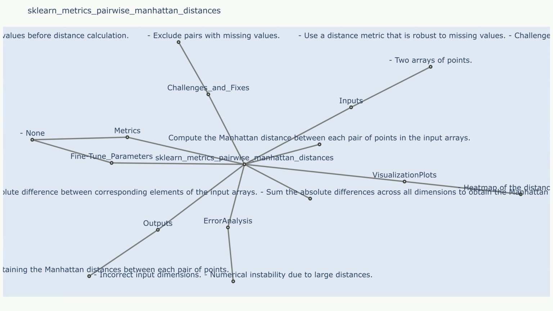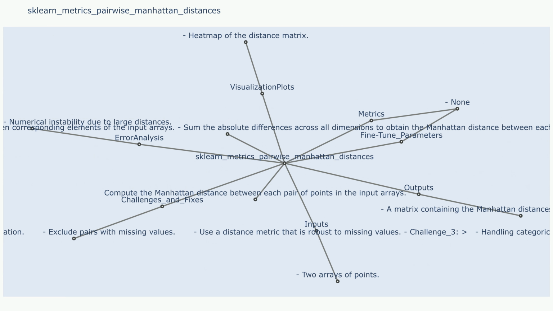Fixes to challenge 2. Feature scaling. Apply standardization or normalization to ensure that features are on a comparable scale. Weighted Manhattan distance. Assign weights to each feature based on its relative importance to adjust the distance calculation.